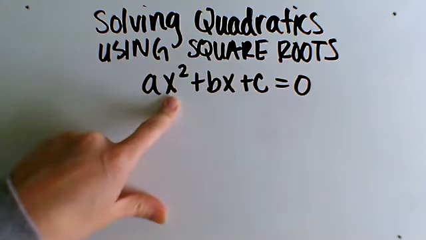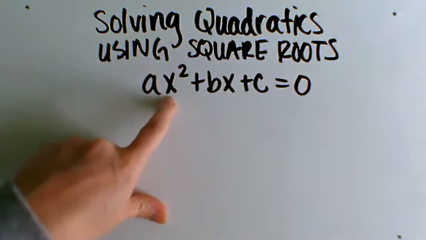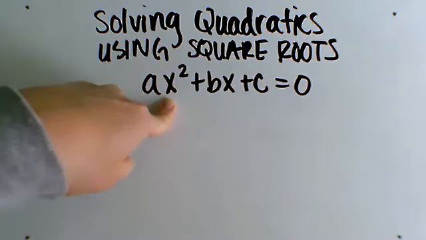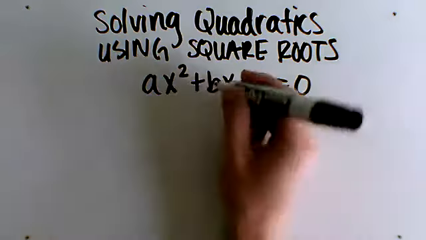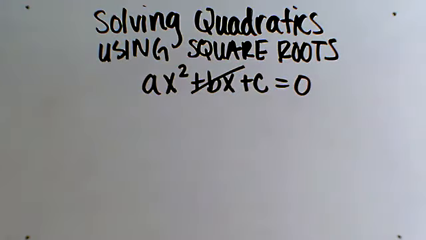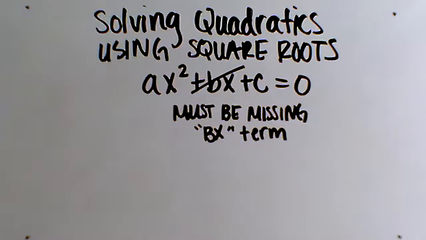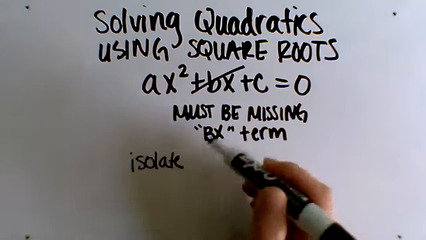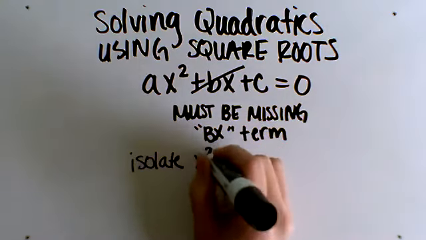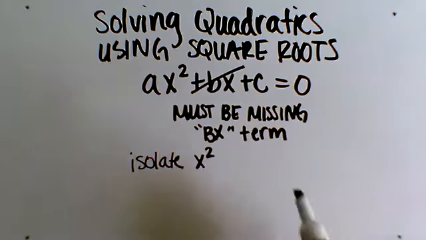But that can only happen if I can isolate this term. I can't isolate x squared if there's also a bx included. So we can only use the square root method when we're missing that bx term. And when we are missing the bx term, we can just isolate the squared term, the x squared, and then undo it using a square root. So let's take a look at an example.